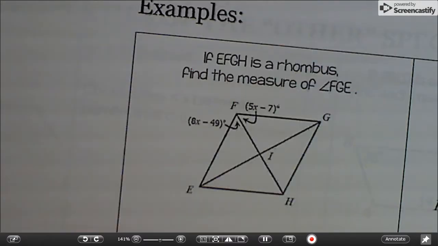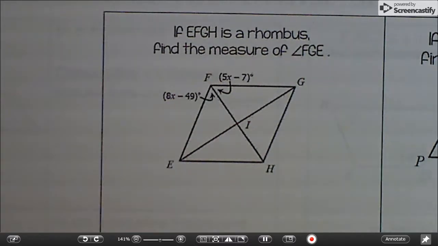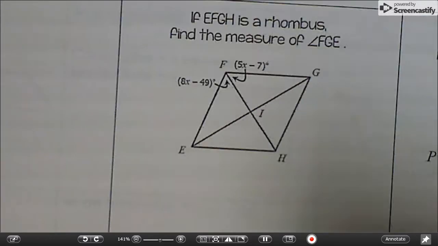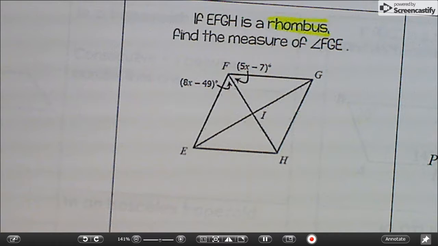Example time. All right, these are examples of using the properties of parallelograms to solve problems. So the first most important thing is that you figure out what kind of figure we're dealing with. In this one, we're dealing with a rhombus. And then you should have all the little properties in your head.